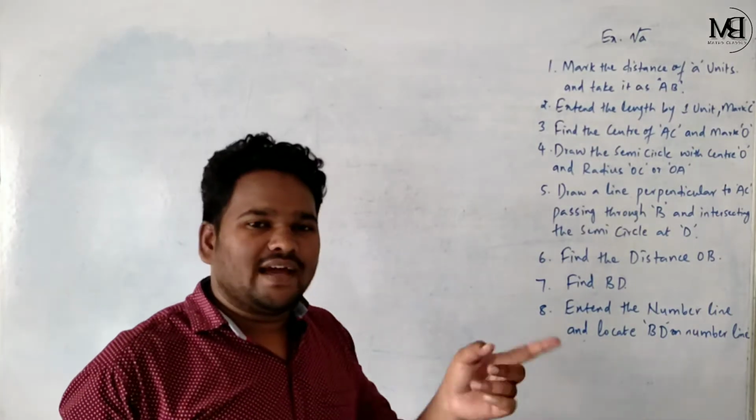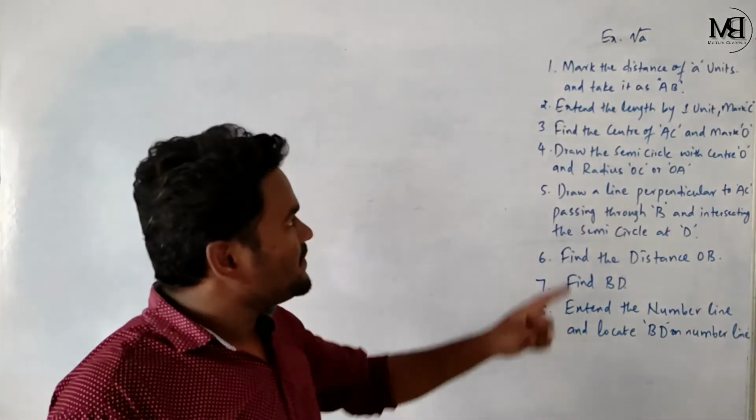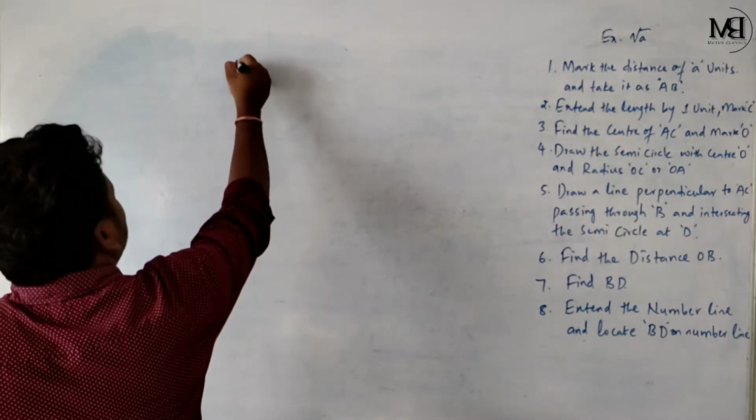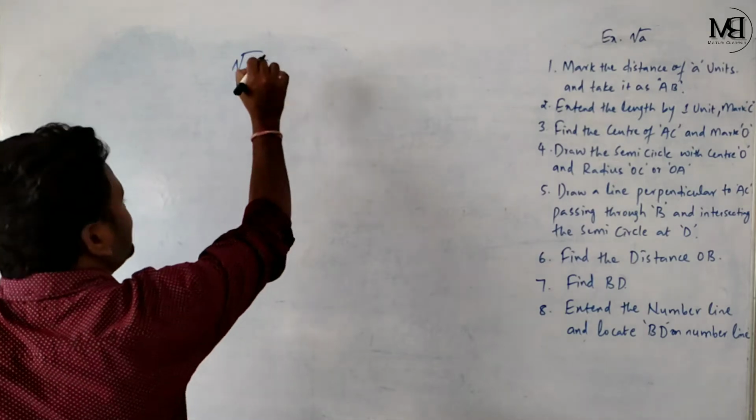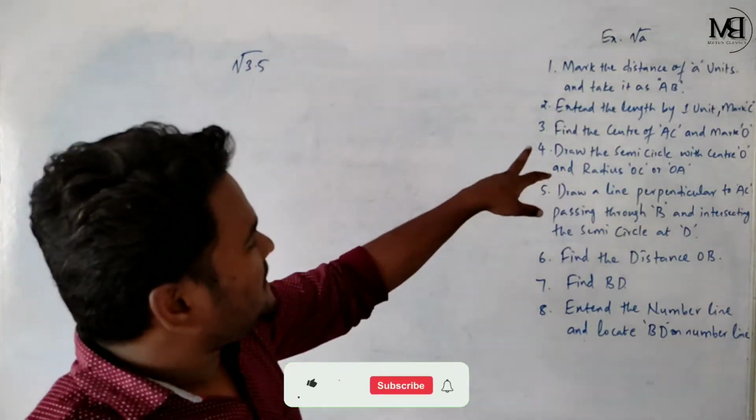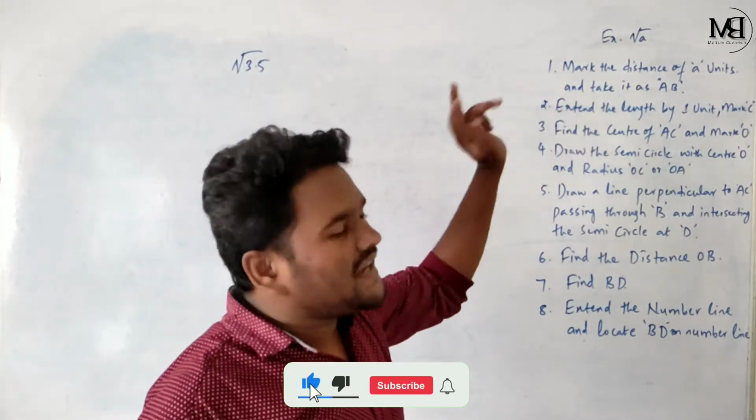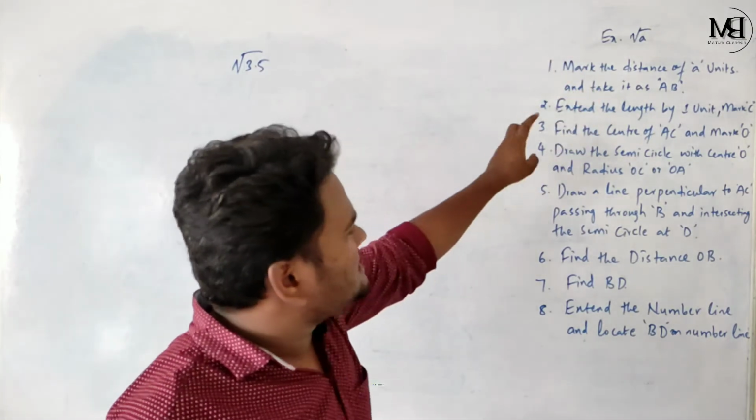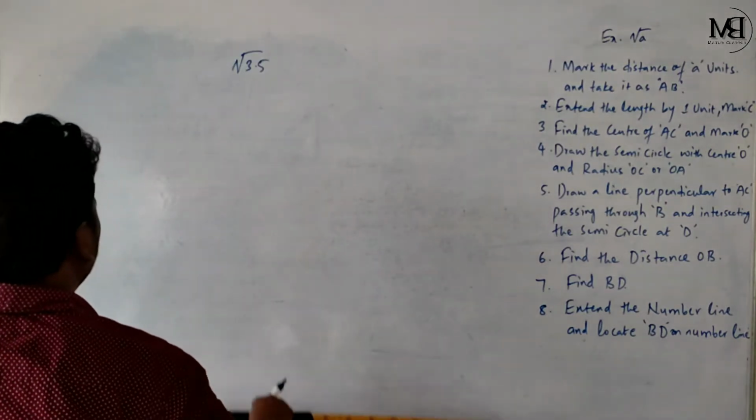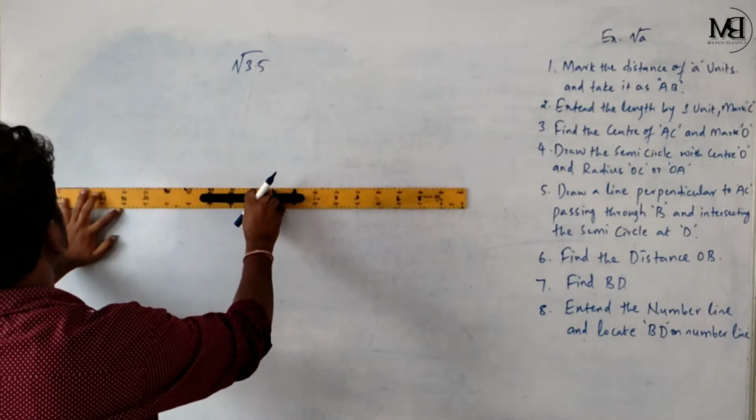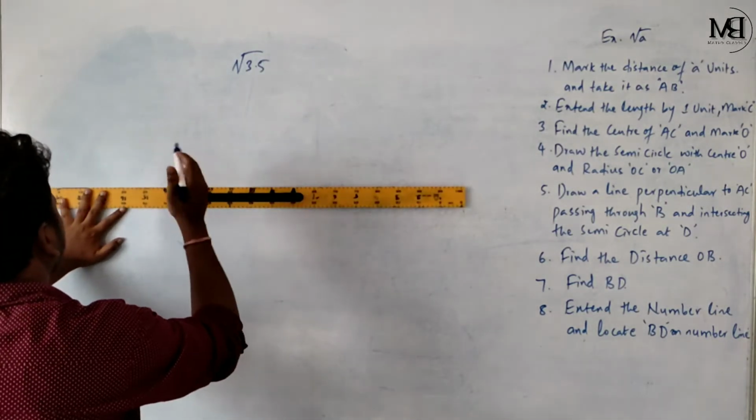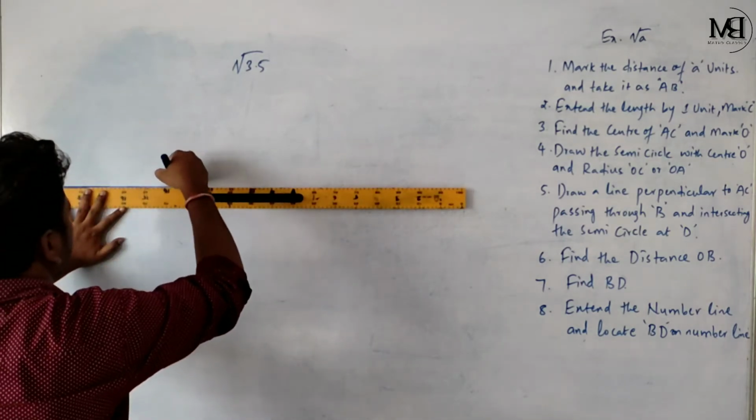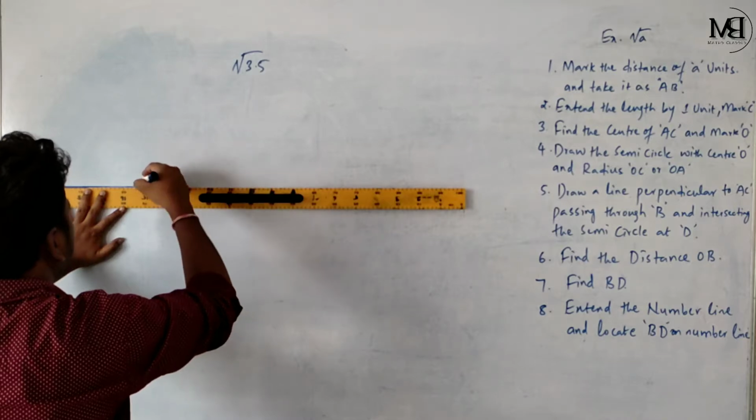Okay, children, now we are going to represent another irrational number. I am going to take root 3.5. First, mark a distance of a units, meaning 3.5 units, and let's take it as a. Now I am going to mark the distance which is 3.5 in measure. Here it is, 3.5.